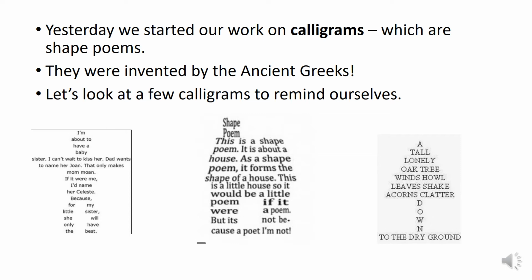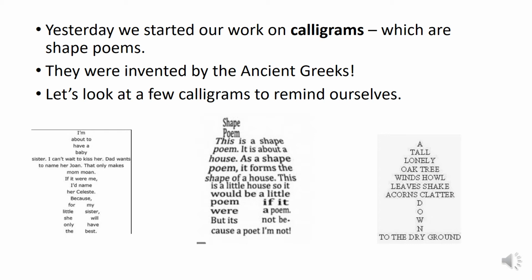Shape poems or callograms were invented by the ancient Greeks. We're just going to have a little look at a few callograms to remind ourselves what they're all about. So we've got one on the left hand side about a baby here. I'm about to have a baby sister, I can't wait to kiss her. Dad wants to name her Joan, that only makes Mum moan. If it were me, I'd name her Celeste, because for my little sister, she will only have the best.